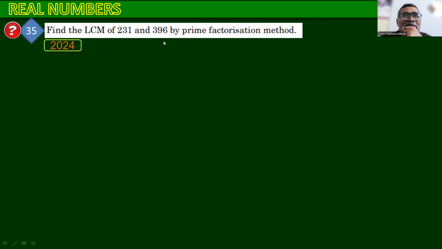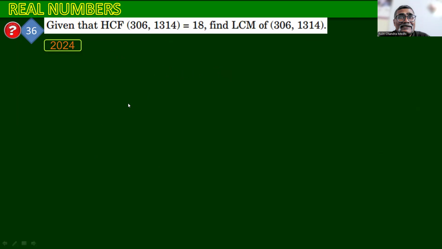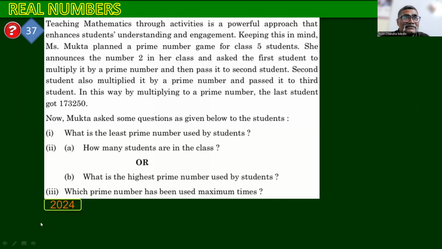Find the LCM of this by prime factorization method. I just included this question to show you that these kinds of easy questions are also there in the board. I leave it for you because you know this, right? And we have done a lot of such problems with this particular rule: if two numbers are there and HCF is known, how can you find LCM? Directly you can use product of two numbers is equal to product of the HCF and LCM. Okay, this is a case study problem. Probably this is the last question.